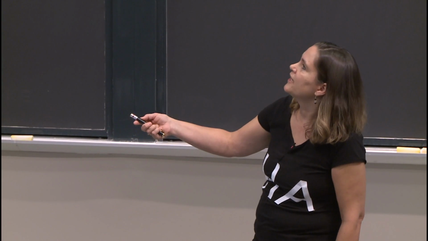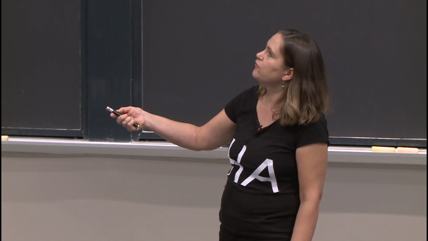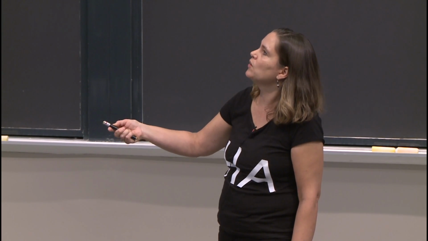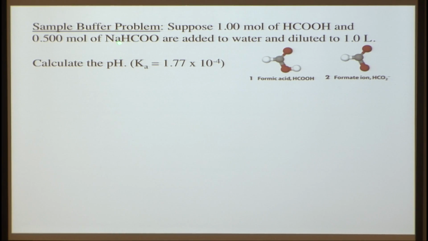OK. So here we have 1 mole of formic acid and 0.5 moles of the conjugate base supplied in the form of a salt with sodium ions. Those are added to water and diluted to a total final volume of 1 liter. You're given the Ka and told to calculate the pH. So the first step is to write out the equation. We have an acid and water going to hydronium ions and a conjugate base over here.